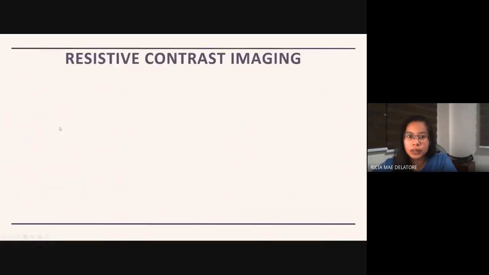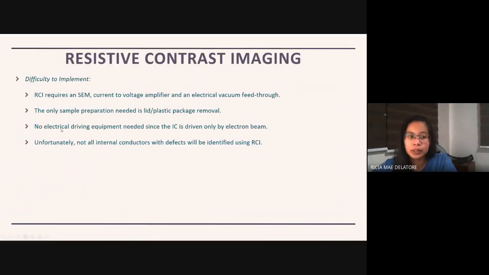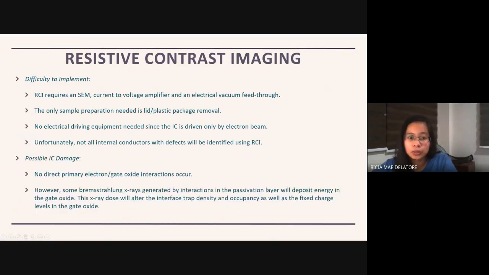RCI is the same as EBIC, requiring an SEM, current to voltage amplifier, and electron vacuum feedthrough. Also, the sample preparation needed is lid or plastic package removal. For this one, no electrical driving equipment is needed since the IC is driven only by the electron beam. Unfortunately, not all internal conductors with defects will be identified using RCI.